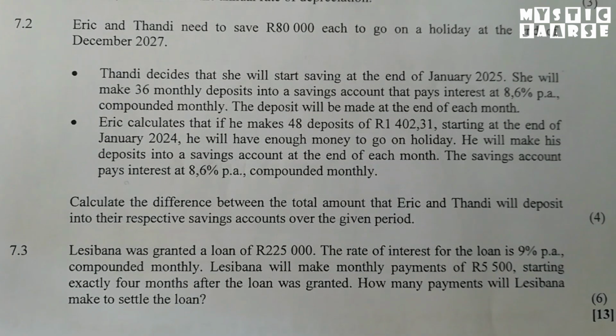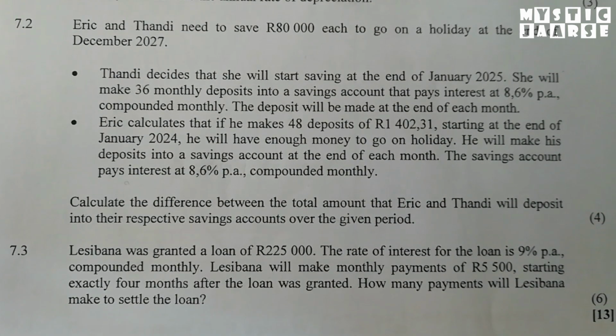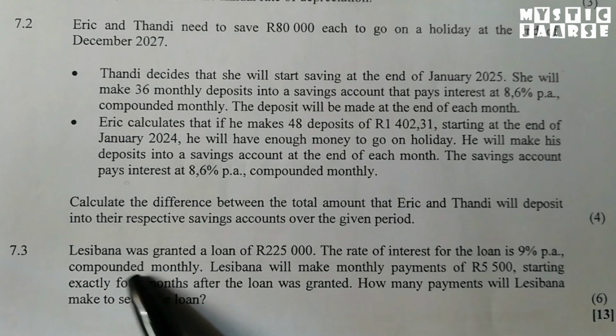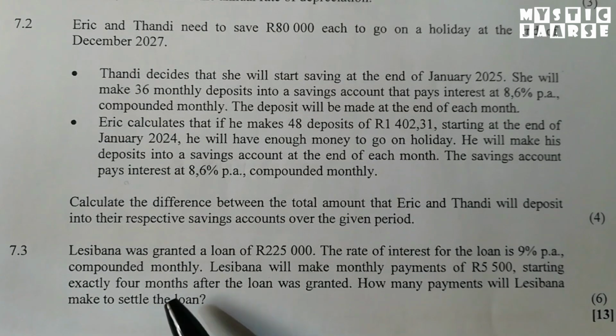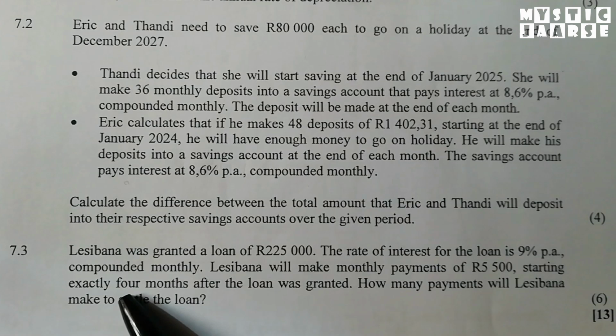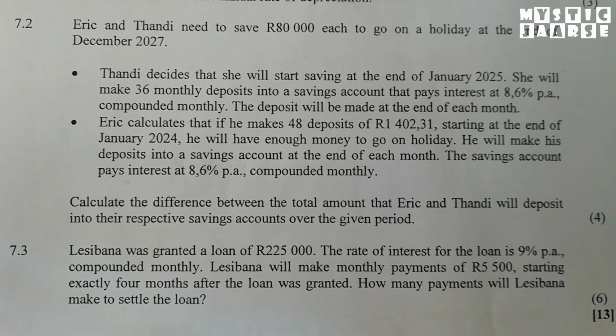Now, usually when we deal with loans, we use the present value annuity formula, right? And we know that every time someone starts making payments towards the loan, they start making payments after one compounding period. They skip one compounding period. And now the interest rate is compounded monthly, meaning Lesibane is only supposed to make payments after 1 month, right? But then Lesibane started making payments exactly 4 months after the loan was granted. So he took 3 extra gaps. Let me demonstrate it using a timeline.